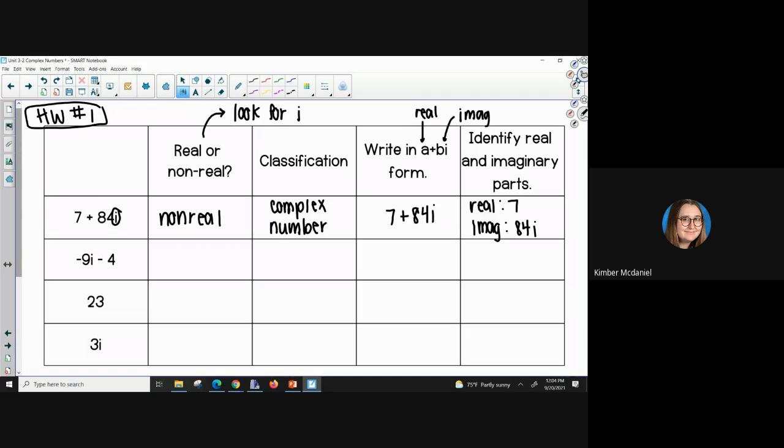But technically, the imaginary part is the 84i. Okay, let's keep going. For the second one, we have negative 9i minus 4. Alyssa, would you say that is real or non-real? Non-real, because again, Yasir, what are we looking for when we determine if it's non-real or real? The i. If it has i in there and it cannot be simplified, it is non-real. Now again, since we have a real part and an imaginary part both present, it is just a complex number.